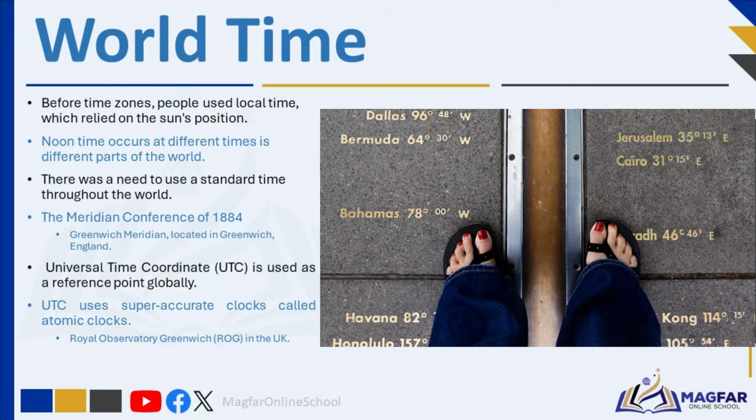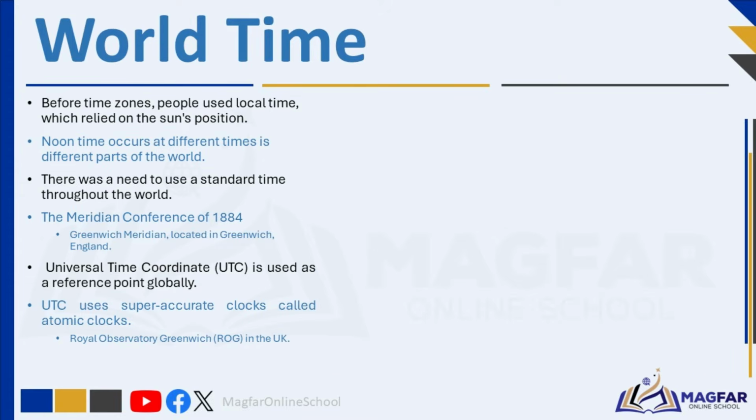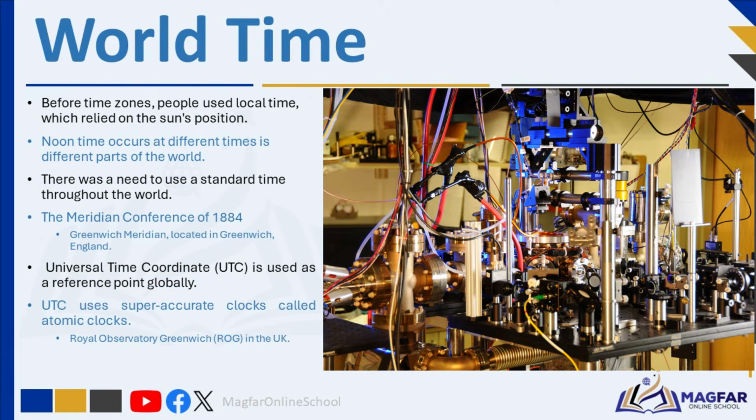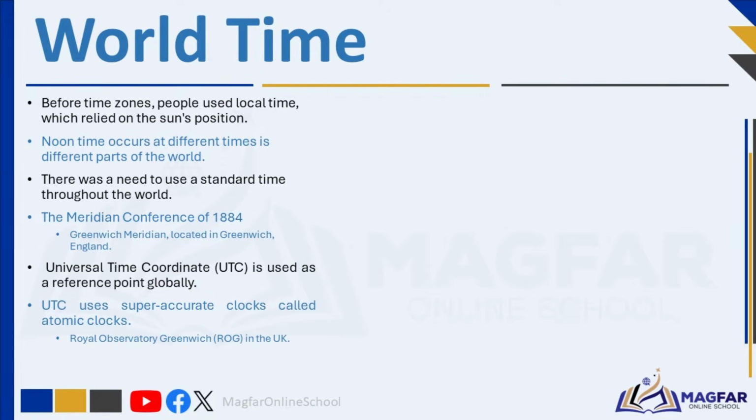UTC uses super-accurate clocks called atomic clocks. These clocks are like the timekeeping champions, barely gaining or losing a second in thousands of years. So, UTC is basically the most precise way we tell time on a global scale.